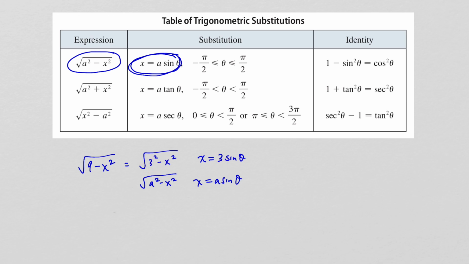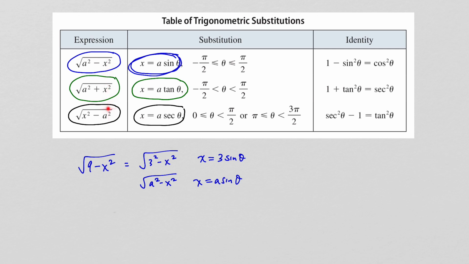Well, what if you had the expression square root of a squared plus x squared? Then the substitution you would want to make would be x equals a times the tangent of theta. And finally, if you had the square root of x squared minus a squared, the substitution you need to make is x equals a times the secant of theta.